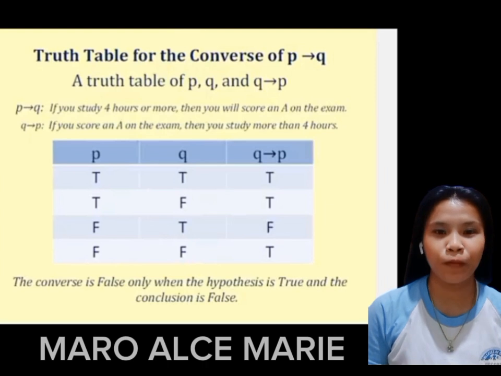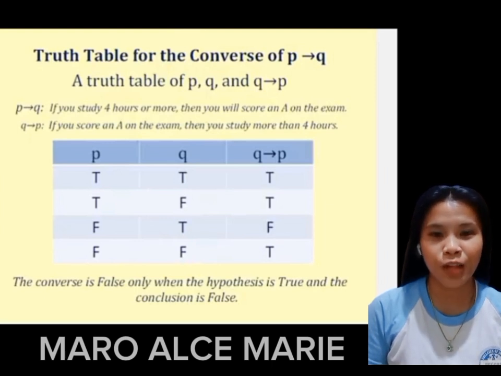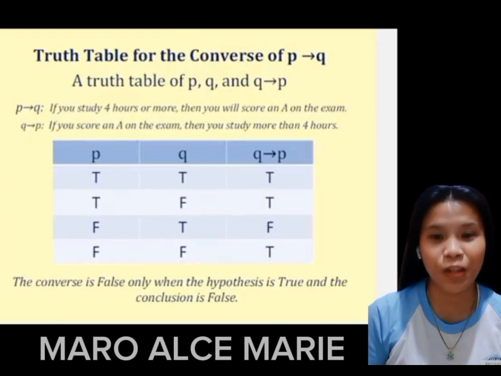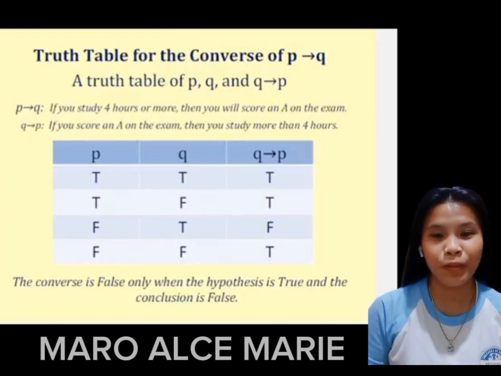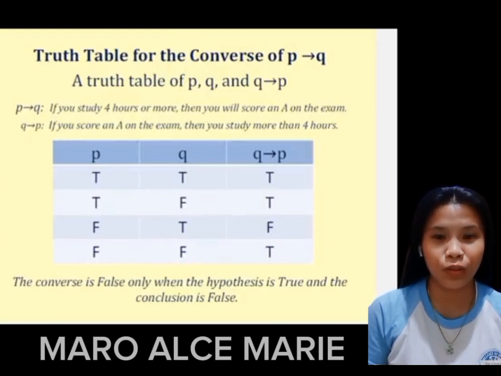In the truth table provided for the if-then statement, the column represents P, the hypothesis, which in this case represents the statement "you study 4 hours or more." Q, the conclusion, in this case represents the statement "you will score an A on the exam." P if then Q is the conditional statement, which is true when the hypothesis implies the conclusion. The truth table shows the different combinations of truth values for P, Q, and P if then Q.